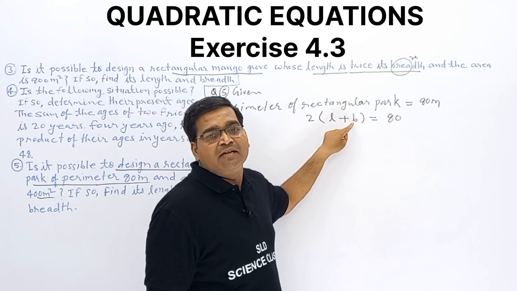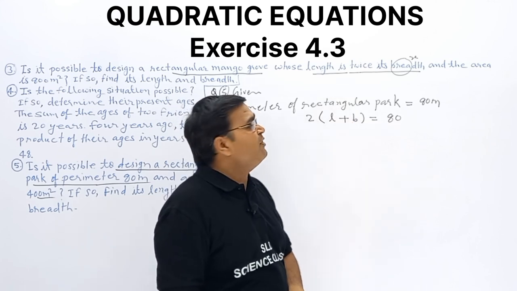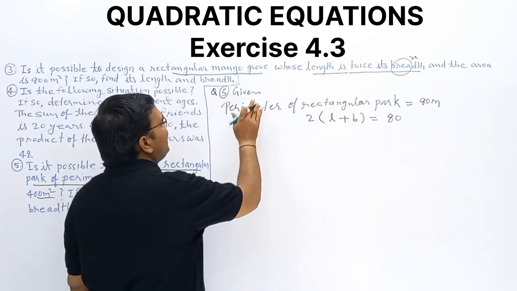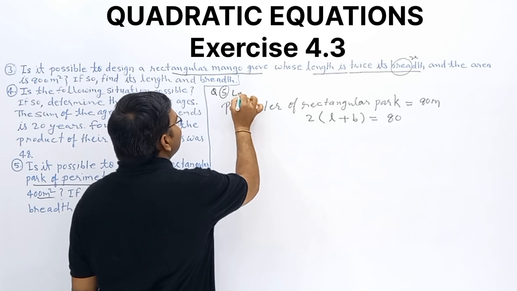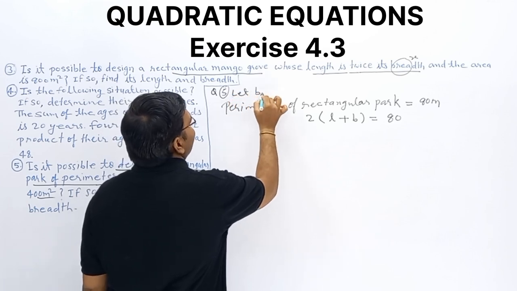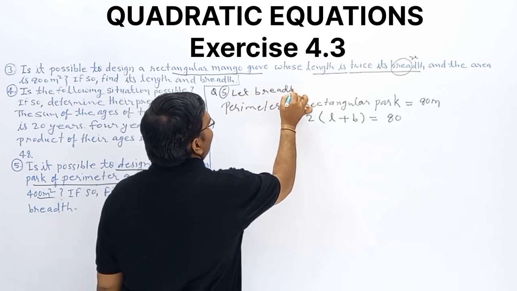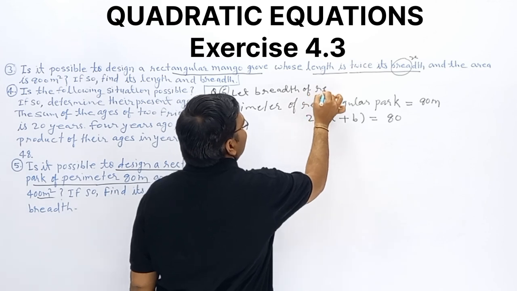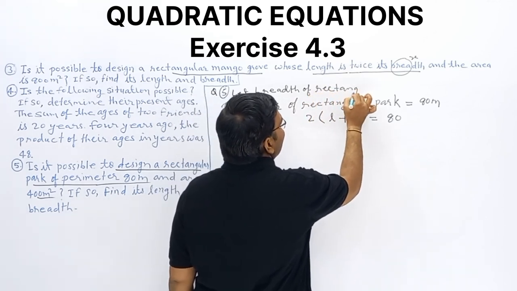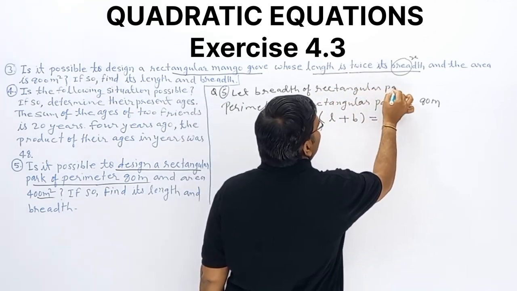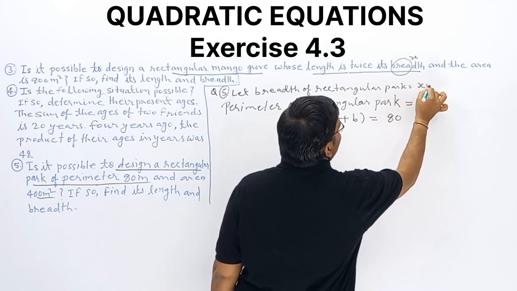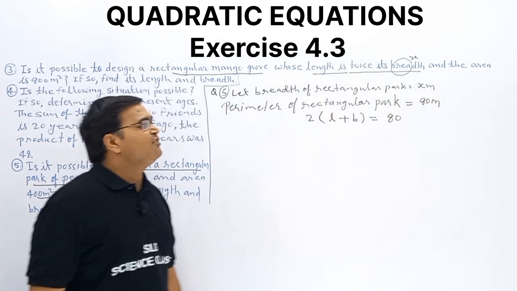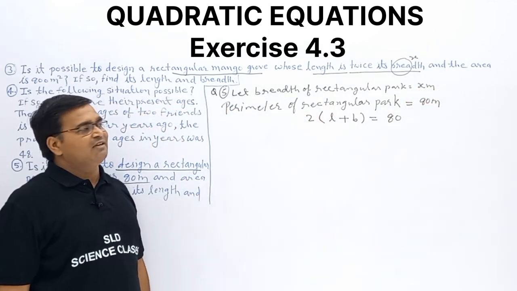Once we have this, we can find the other. So we will assume, let the breadth of the rectangular park equal x meter. We are assuming the breadth is x meter.